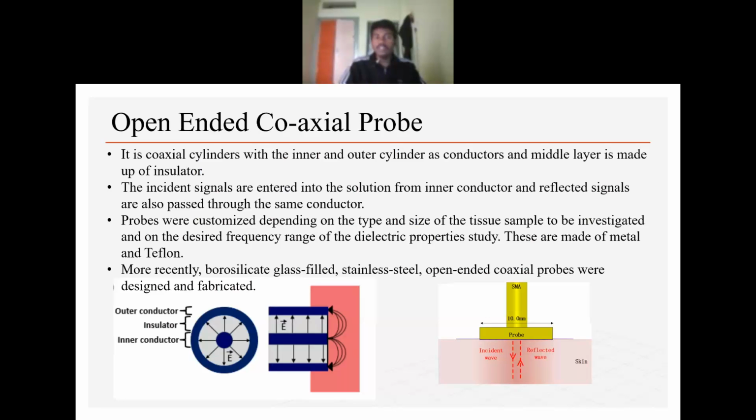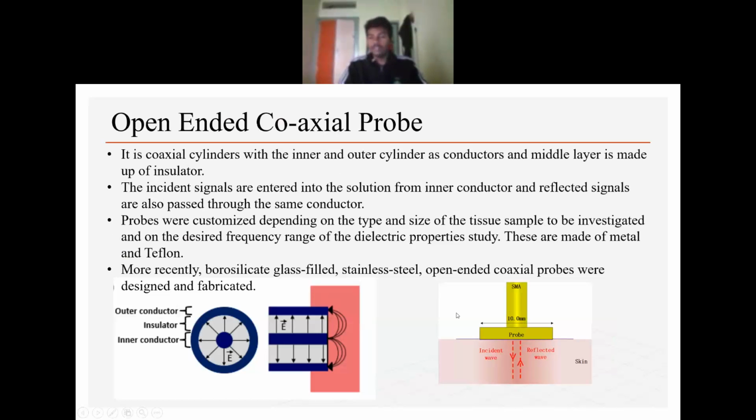Now the incident signals enter the solution through the conductor. The field lines enter the sample, and some of them are reflected along the same pathway they came from. The incident and reflected signals are then separated using a signal separator, which is a directional coupler, and we measure the scattering parameters and then get the permittivity. Now we'll be using this open-ended coaxial probe.